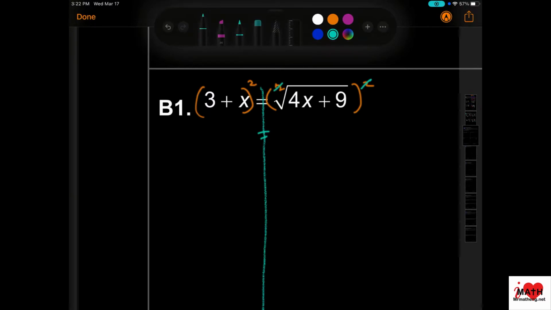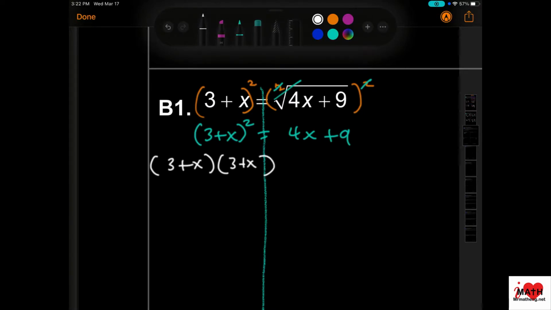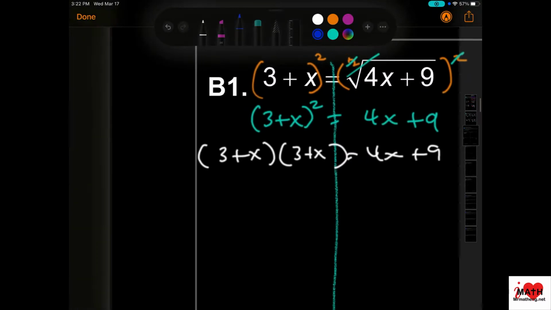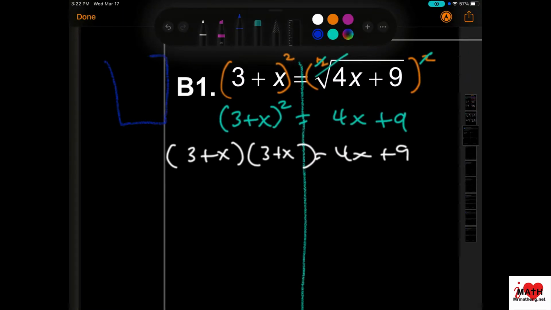This will cancel. This and the radical sign are gone, so you're left with 4x plus 9. And over here, (3 plus x) squared. Okay, remember, you do not distribute the 2, the exponent there. What that means is that you have 2 of these. And to solve that, you're just going to use the box. You're basically multiplying.